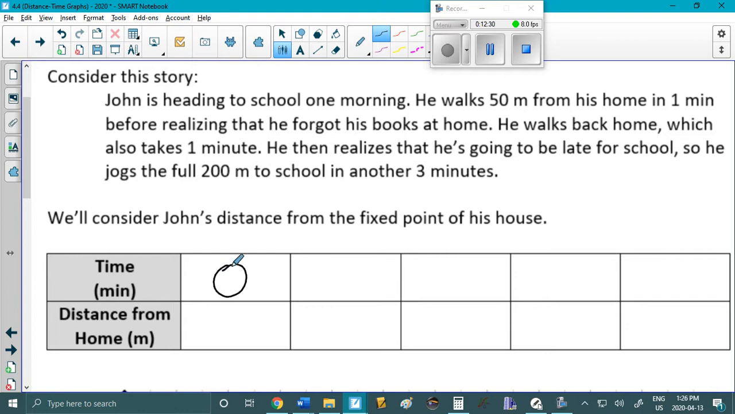So we're going to fill in this table first of all, and we always start with time 0. And now let's think about this. At time 0, where's John? So John's heading to school one morning. He walks 50 meters from home in 1 minute. So we can assume he started at home, so his distance from home was 0.